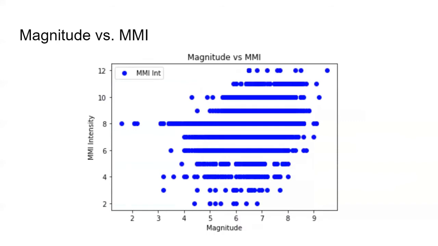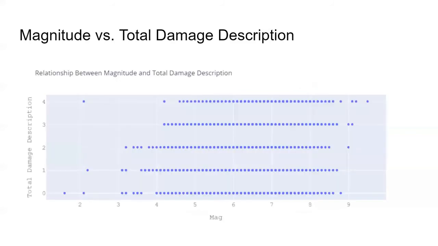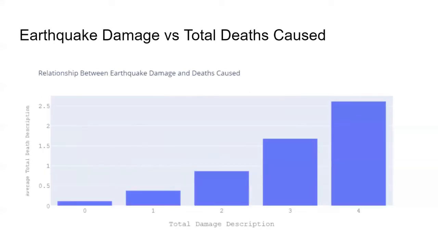Here we have a scatter plot describing the relationship between two of our feature variables, magnitude and MMI intensity. And as we can see, there's a positive correlation between the two. As magnitude increases, so does MMI intensity. This next scatter plot is a description of the relationship between magnitude, our feature variable, and total damage, our target variable. We initially thought that magnitude would have a much higher impact on the target variable, but there's actually a very weak correlation between the two.